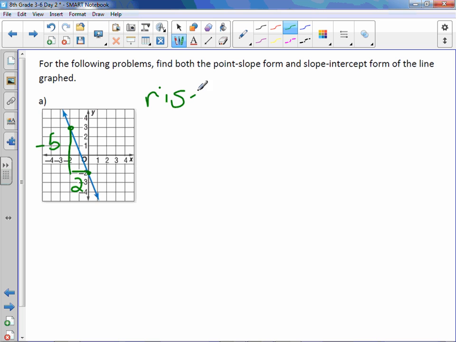Our rise over our run is negative 5 over 2. And leave it as a fraction. That is perfectly fine. And the point I'm going to choose, it really doesn't matter. I'll choose this one here. Is 0, negative 2.